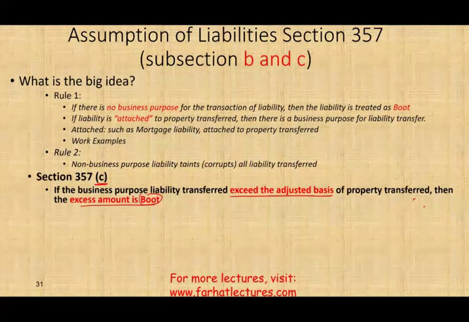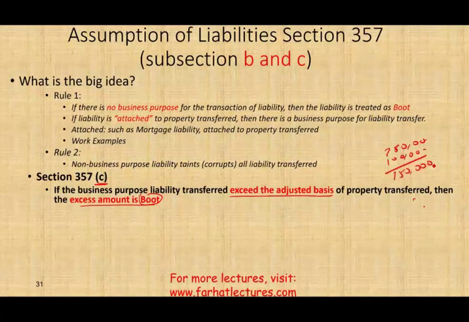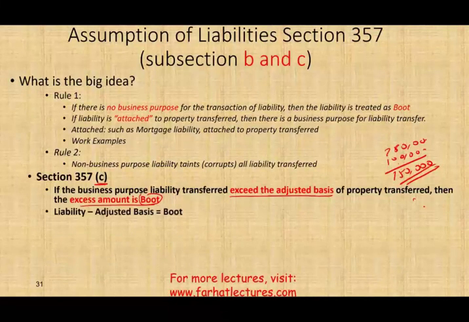So what's the boot? In our situation, we said a loan of $250,000 and the basis is $100,000. Guess what? We have a boot of $150,000. That's what we're looking at. So what's the amount of the boot? It's the liability minus the adjusted basis. The liability is greater than the adjusted basis.